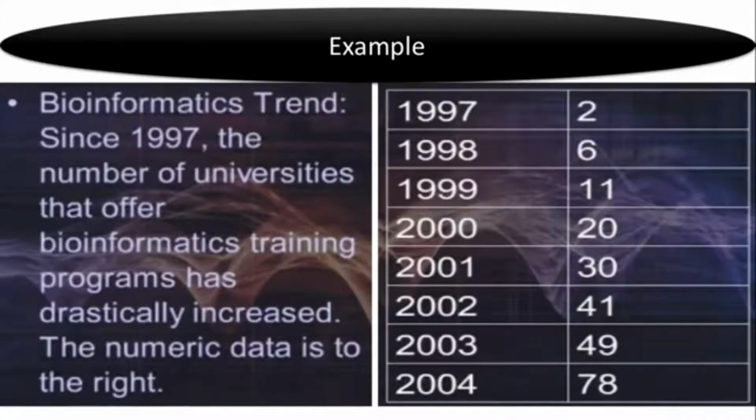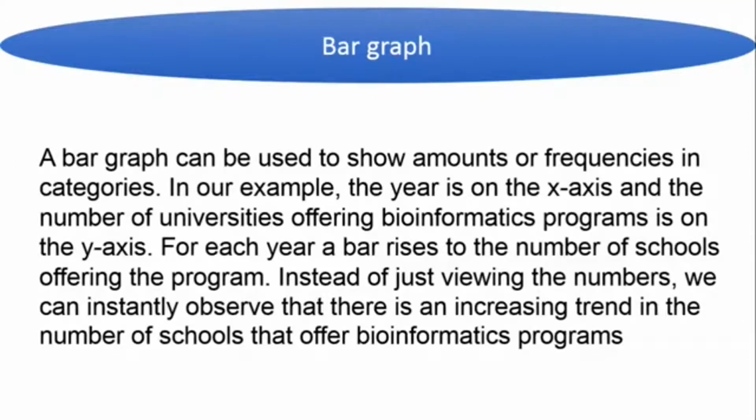The first way to analyze and represent this kind of data can be a bar graph. A bar graph can be used to show amount or frequency in categories. So if you have categorical data and you need to make a graph, you can use a bar graph. In our example, the year will be on the x-axis, and the number of universities offering bioinformatics programs will be on the y-axis. For each year, a bar rises to the number of schools offering the programs. Instead of just viewing the numbers, we can instantly observe that there is an increasing trend in the number of schools that offer bioinformatics programs.